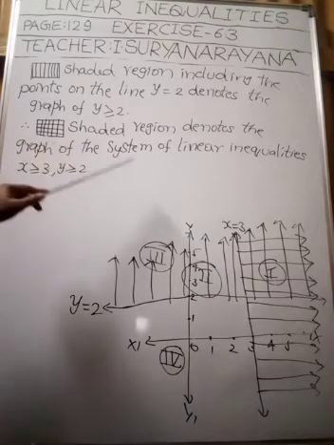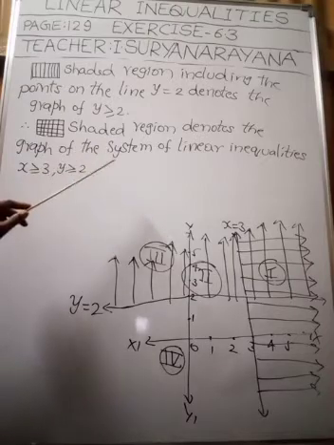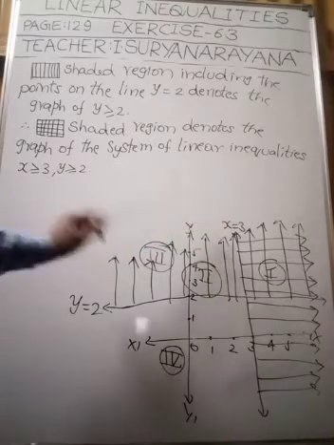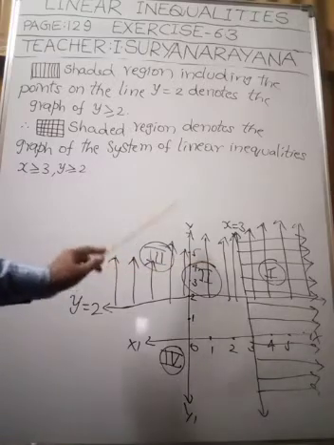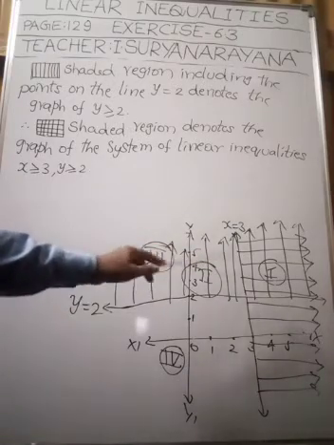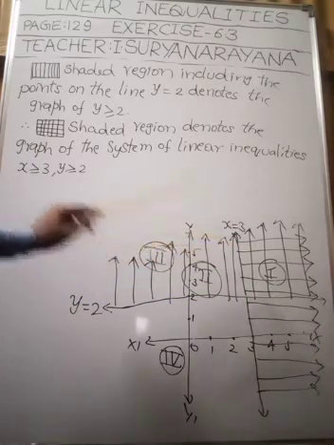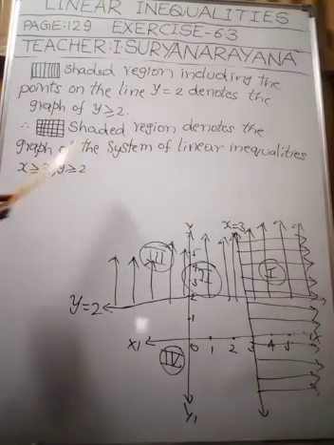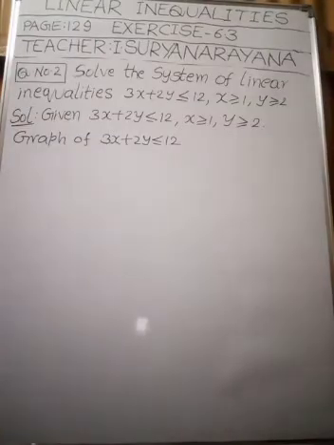If 4 linear inequalities are given in the system of linear inequalities, then we have to draw 4 graphs. For each inequality, we have to draw the graph. So for 4 linear inequalities, we get 4 lines shaded regions. So the common area denotes the graph of the system of the 4 linear inequalities. Understood this point, my children? Right. Come to the next question.